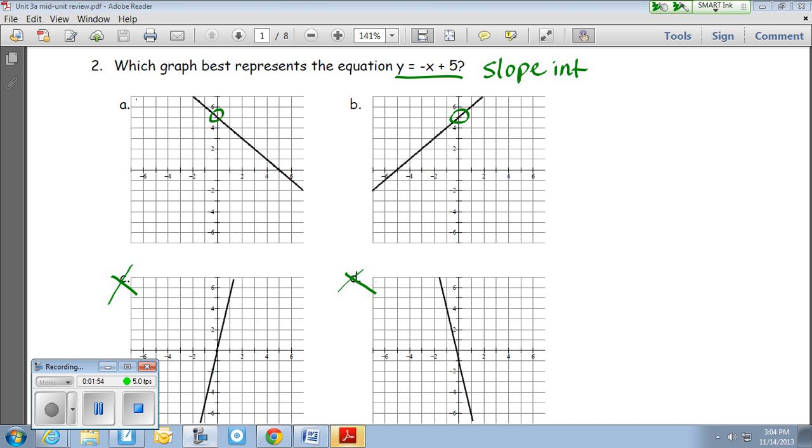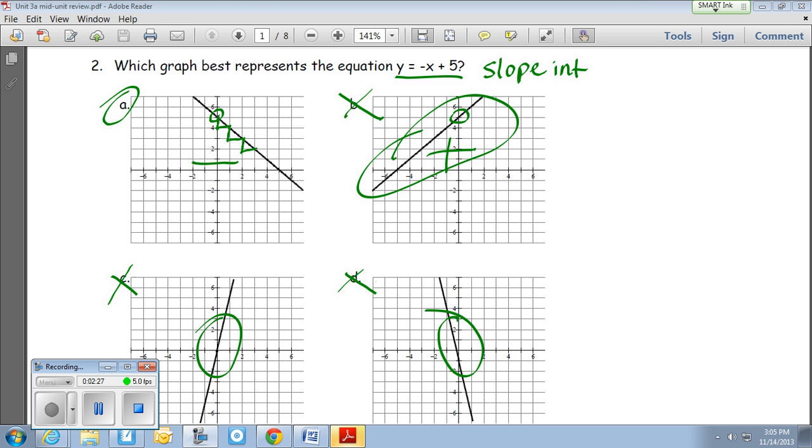But then I know that my equation has a negative slope. Letter B has a positive slope. So I know it's got to be letter A because the other ones cannot be, whether it's because their y-intercepts are not 5 or because they have a positive slope. This one has a negative slope. If I did the rise over run, I would be down 1, right 1, down 1, over 1, down 1, over 1. So that is a negative 1 slope. And it is going down from left to right, so I know it's negative. So your answer, number 2, is A.